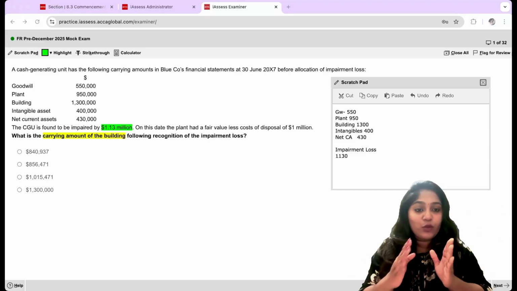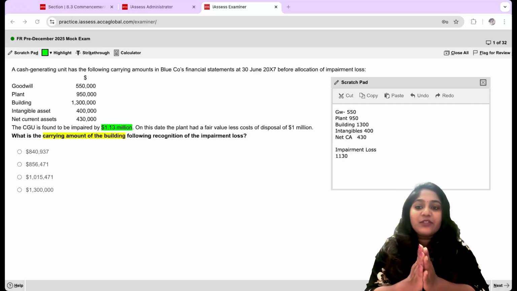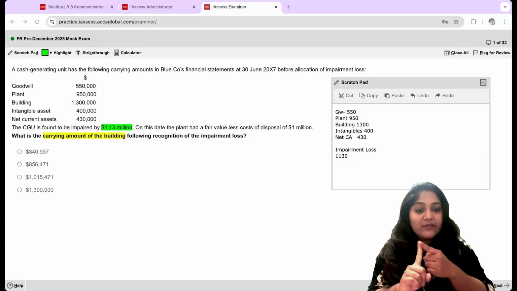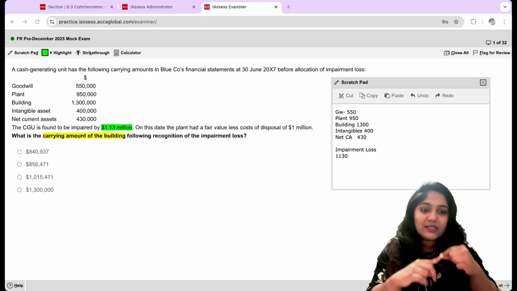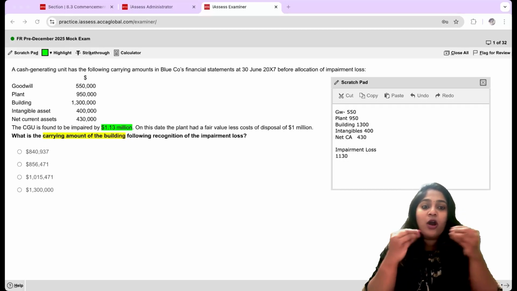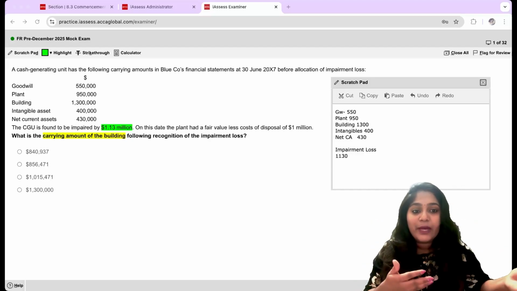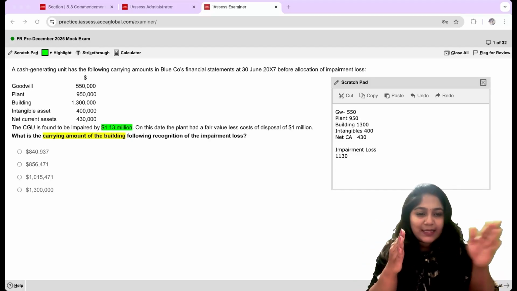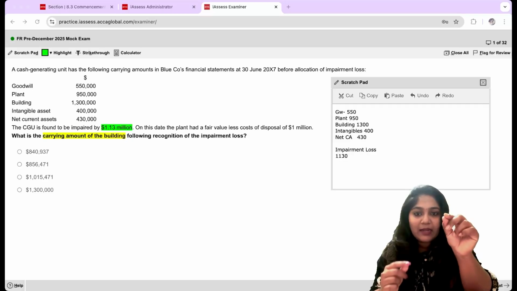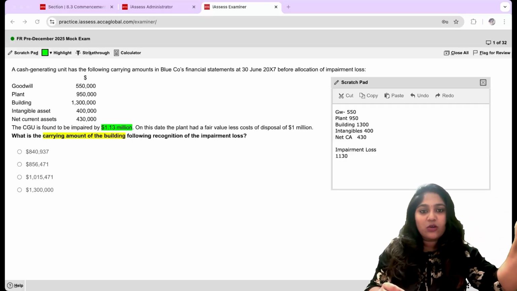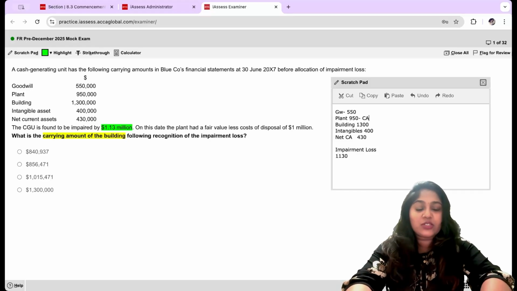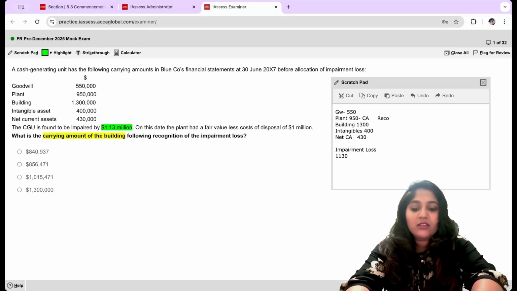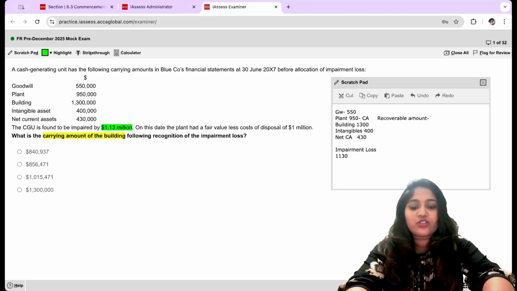So how do we allocate? If you all go back to your impairment loss, we have certain rules to follow. The very first thing is, I will see if there is any specification given for this question. So is there any particular asset's recoverable amount given, so that I know how much impairment is happening or whether the impairment is happening or not. If you see the next sentence, on this date the plant had a fair value less cost of disposal of 1 million. That means the plant has a carrying amount of how much? 950. But however, the recoverable amount of plant would be considered as how much? It is just 1 million.